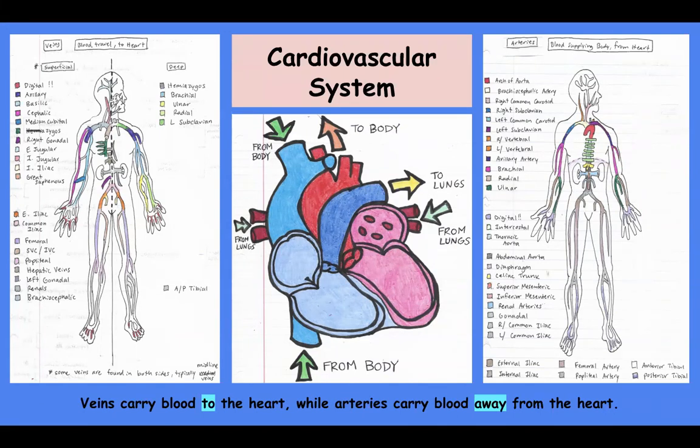And the way I like to remember it so I don't get mixed up is I like to say A for away, like A, arteries, away, it's going away from the heart. That's what I like to say, just so that I don't mix it up.